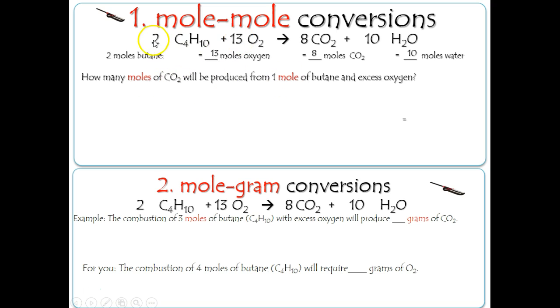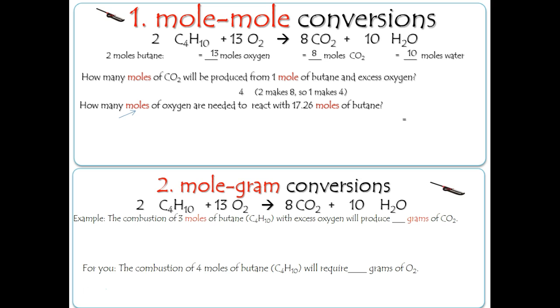Here's doing it in your head, which is all we really need to do. Every 2 of these will make 4 of those, 8 of those. Every 1 of those will make 4 of those. So all we got to do is quadruple it. The answer is 4. 2 makes 8, so 1 must make 4.